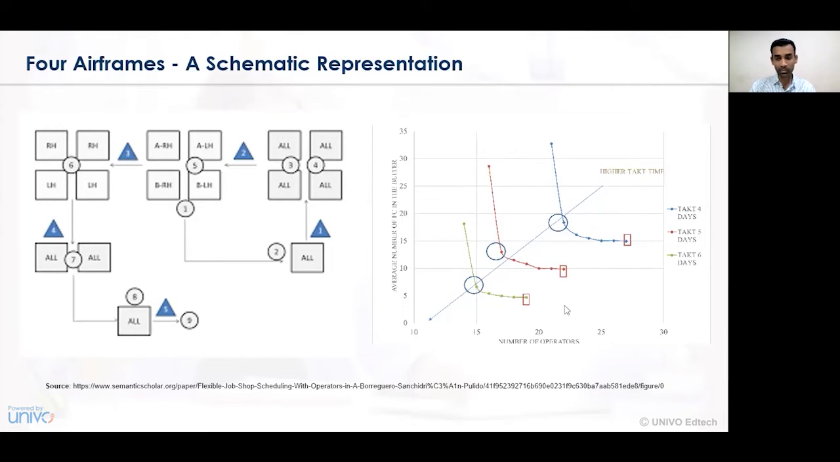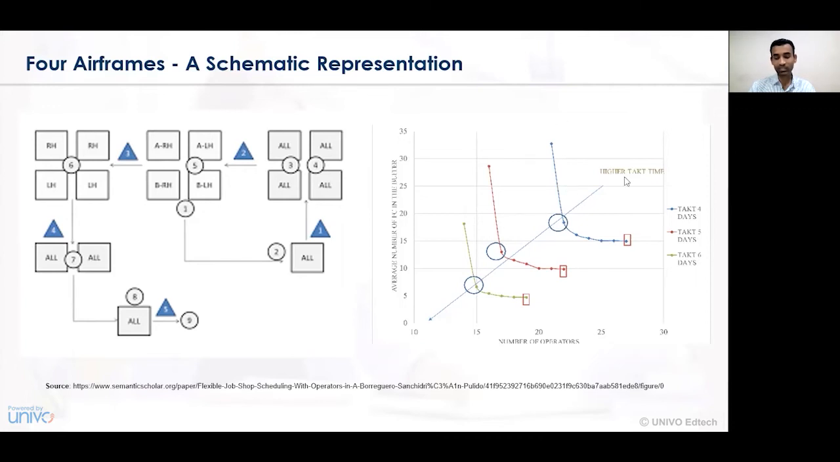So the greater the number of operators applied, accordingly the average time taken for completion of a certain activity is also reducing. Where the number of operators was 15, the days taken was 6. When the number of operators increased to either 18 or 20, the time taken is 5 days. And if the number of operators is increased to between 25 and 30, then the time taken for completion of a certain activity is 4 days.